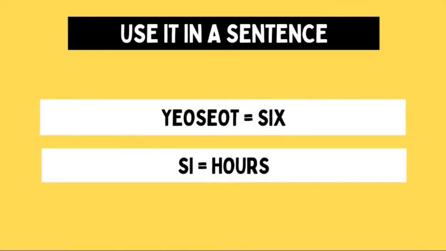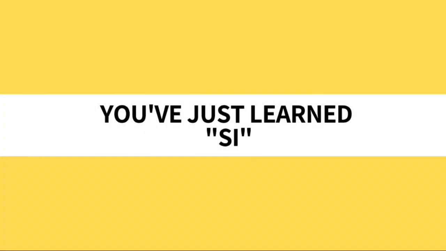Yosot is actually the native Korean number 6. So this indicates number 6. And then she is our word for today, and we know that it indicates hours as a unit of time. So when we say yosochi, this is to say that there are 6 hours. Again, when you hear yosochi, it means 6 hours. And si means hour. And with that, you've just learned she.